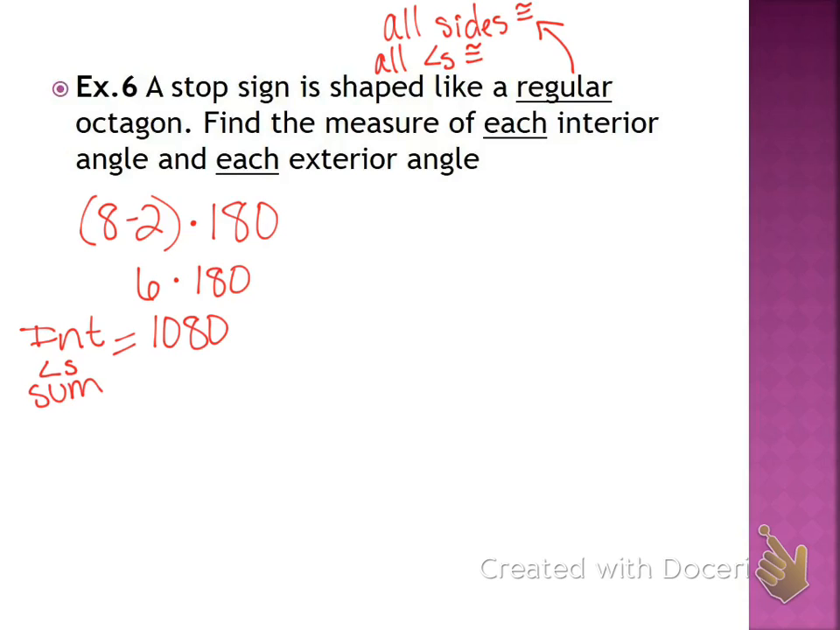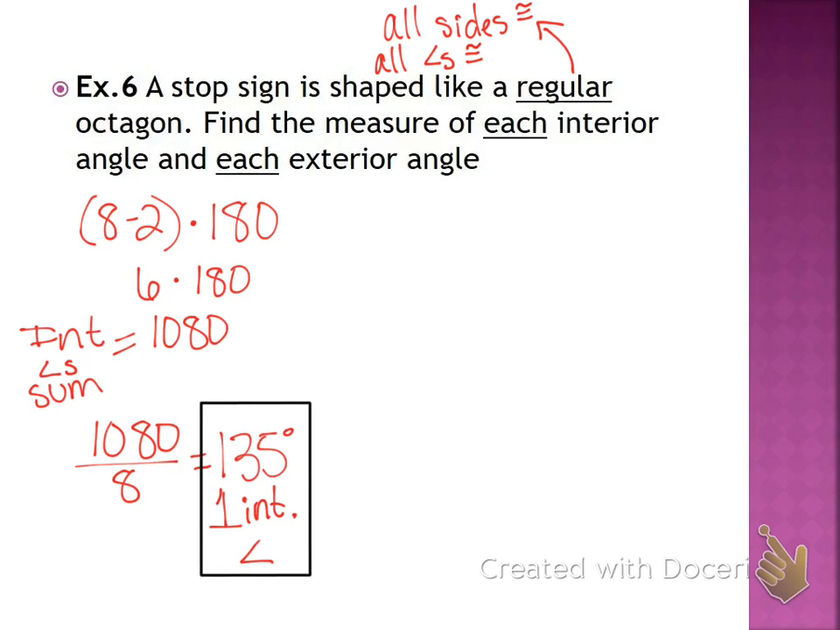Okay, so that's all of the interior angles together. What do you think we need to do to that to find one of them? Okay, divide it by 8. So to find one of them, we take 1080 divided by 8. What do we get? 135 degrees. So one interior angle would be 135 degrees.